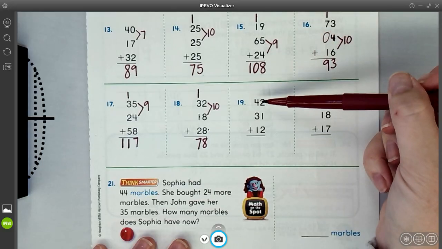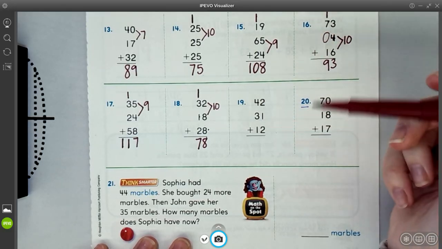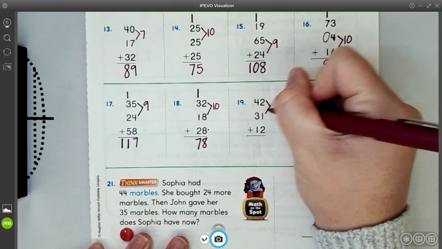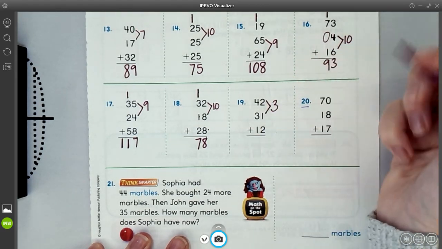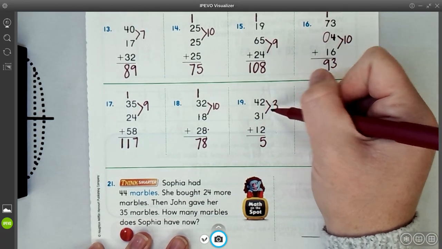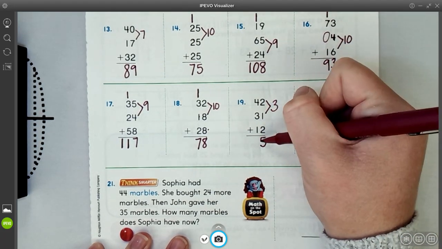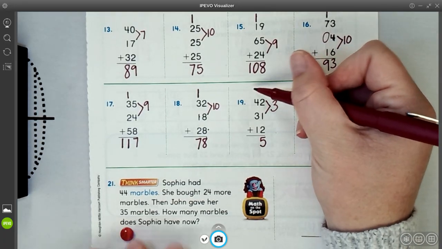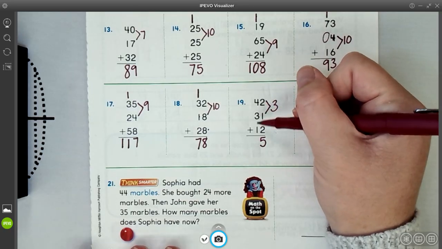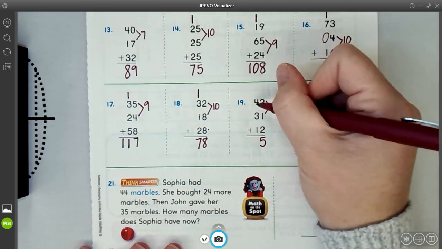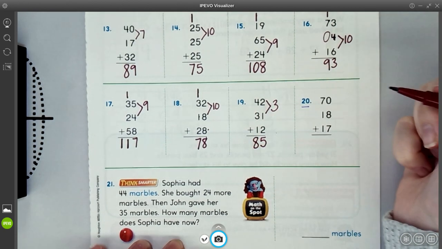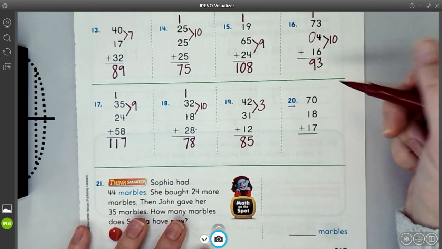Number 19, 42 plus 31 plus 12 equals what? Well, I can do 2 plus 1 equals 3, plus 2 more equals 5. 5 ones. If you did 2 plus 2 to make a doubles fact and then added 1, you would still get 5. We don't have anything to regroup, so now I can just add my tens. 4 plus 3 plus 1. So 4 plus 3 equals 7. 1 more equals 8. Our answer is 85.